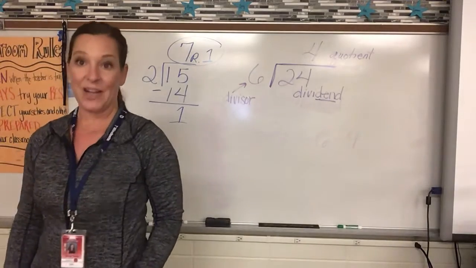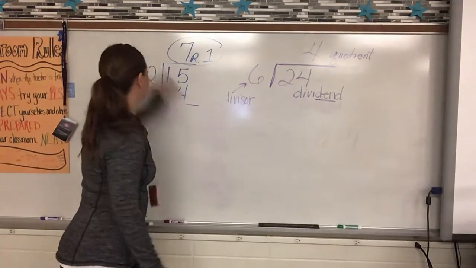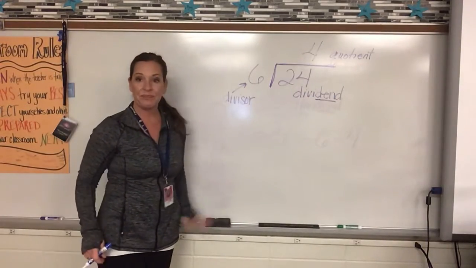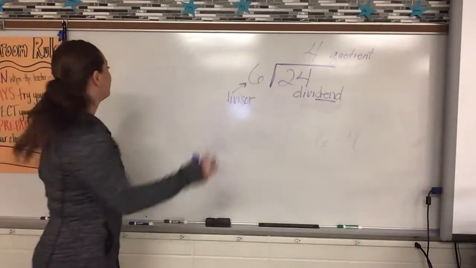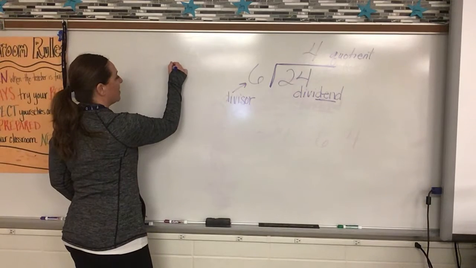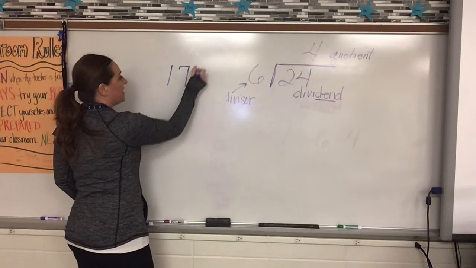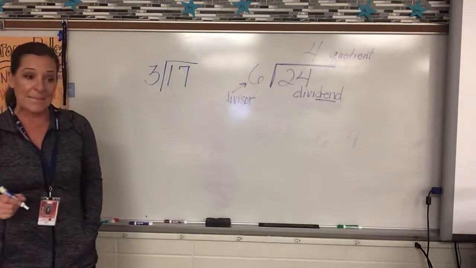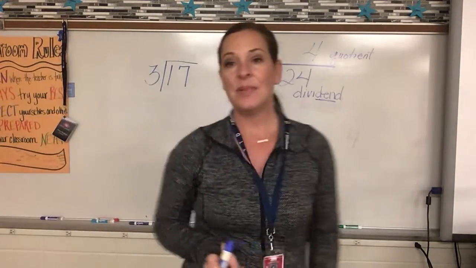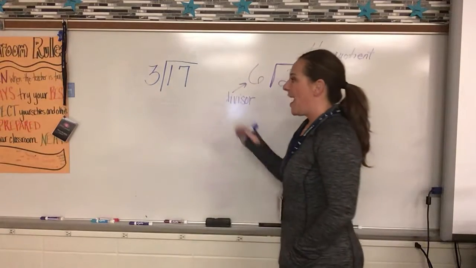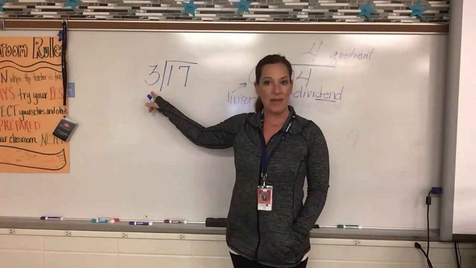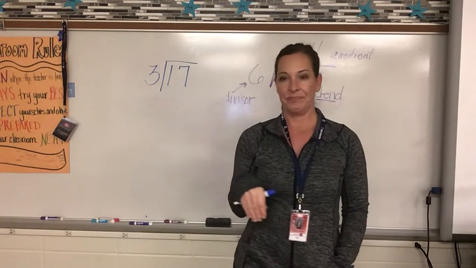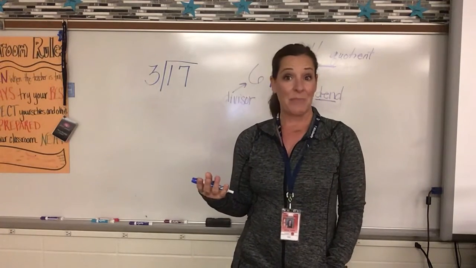All right, I'm gonna give you a problem. You try it on your own, okay? Erase your board. How about 17 divided by 3? Write that problem down. How many groups of 3 can I make to get close to or exactly on 17? Count by 3s.